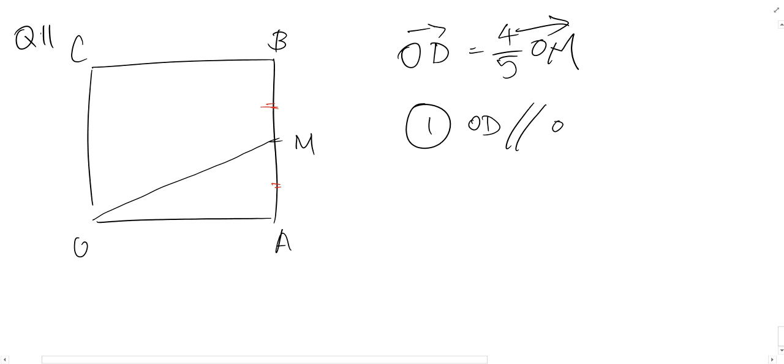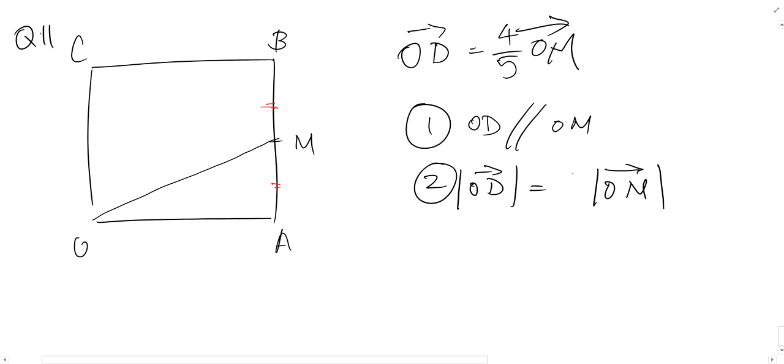OD is parallel to OM. The second thing is that the magnitude of OD is equal to 4/5 of the magnitude of OM. You must write it this way. So obviously, OM is bigger than OD.